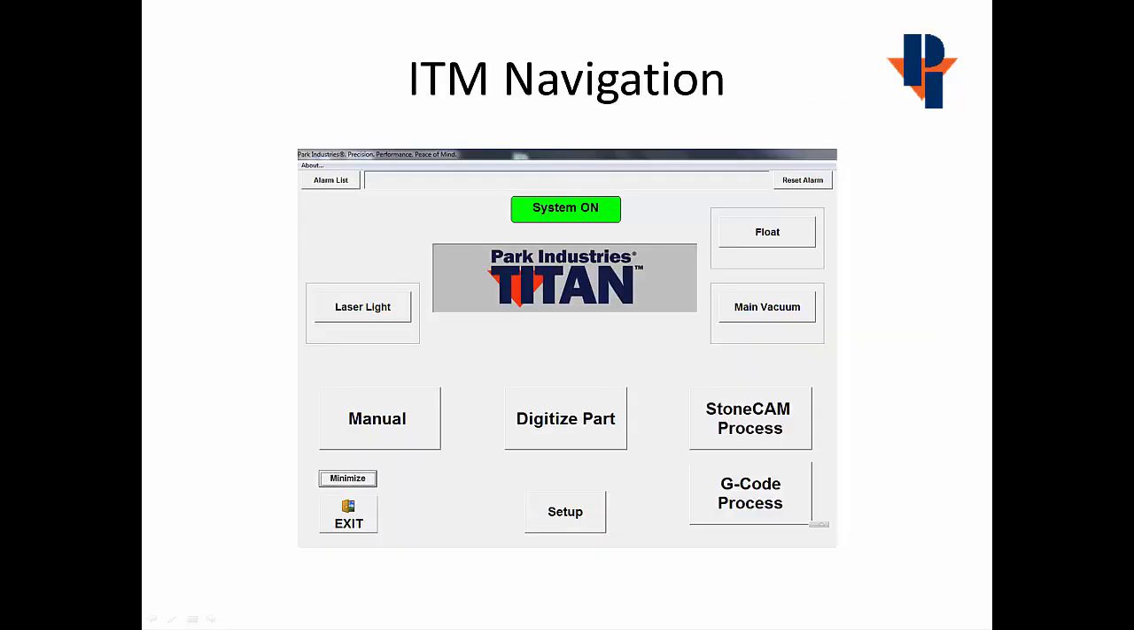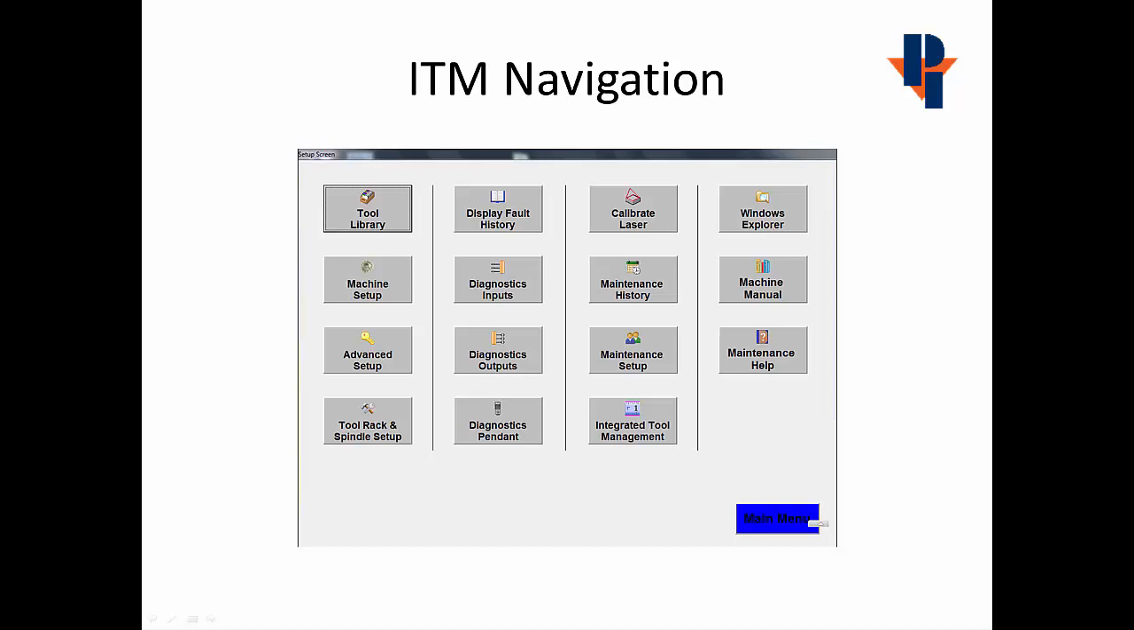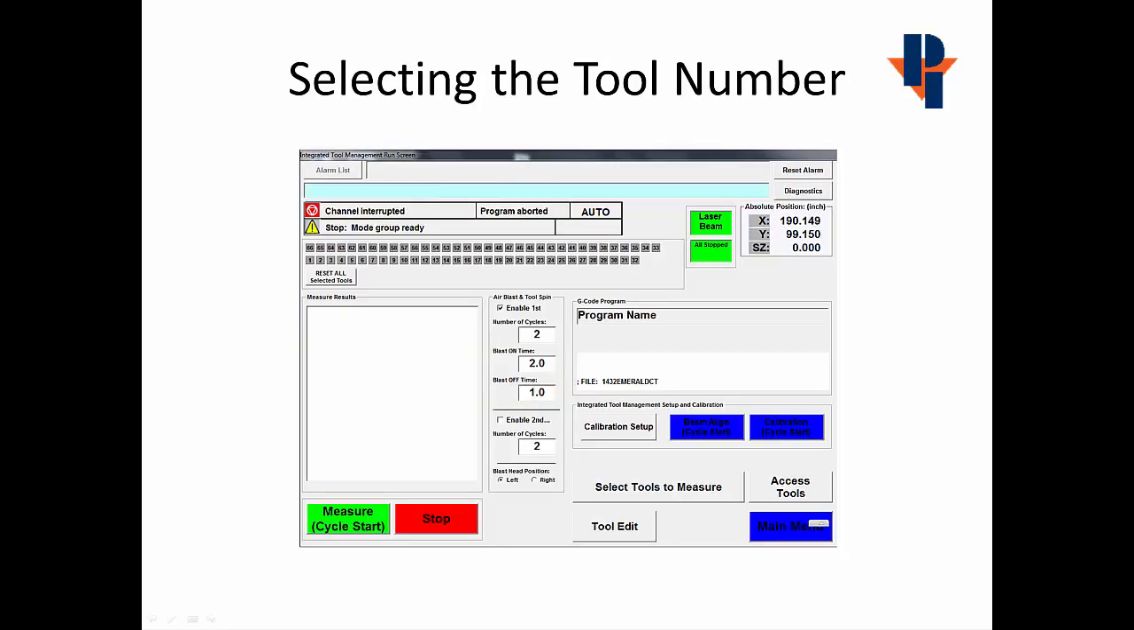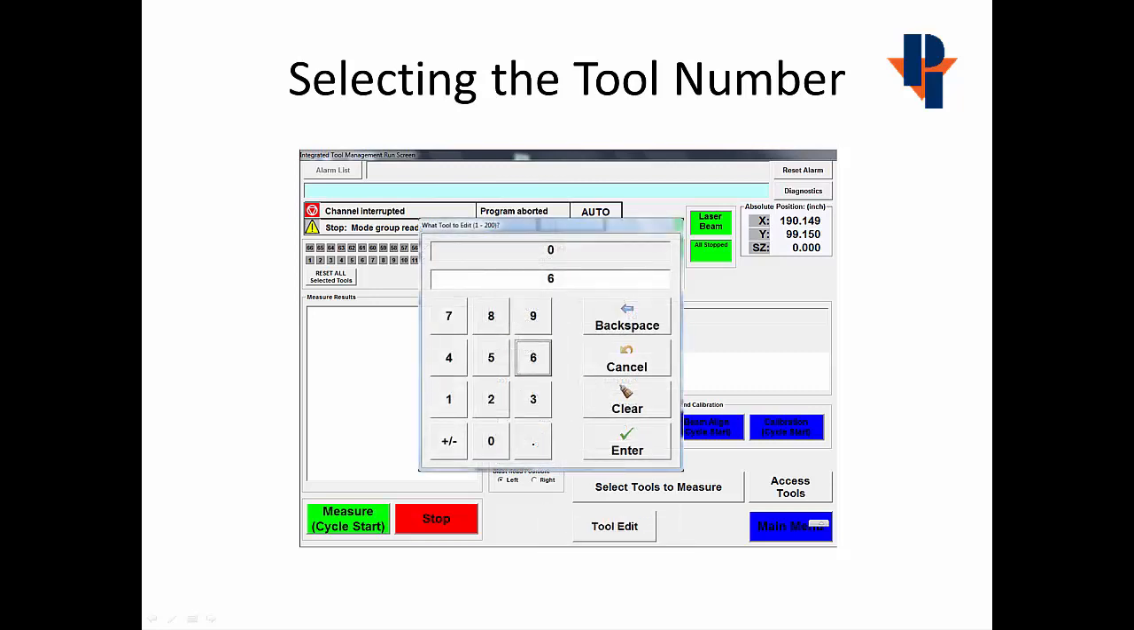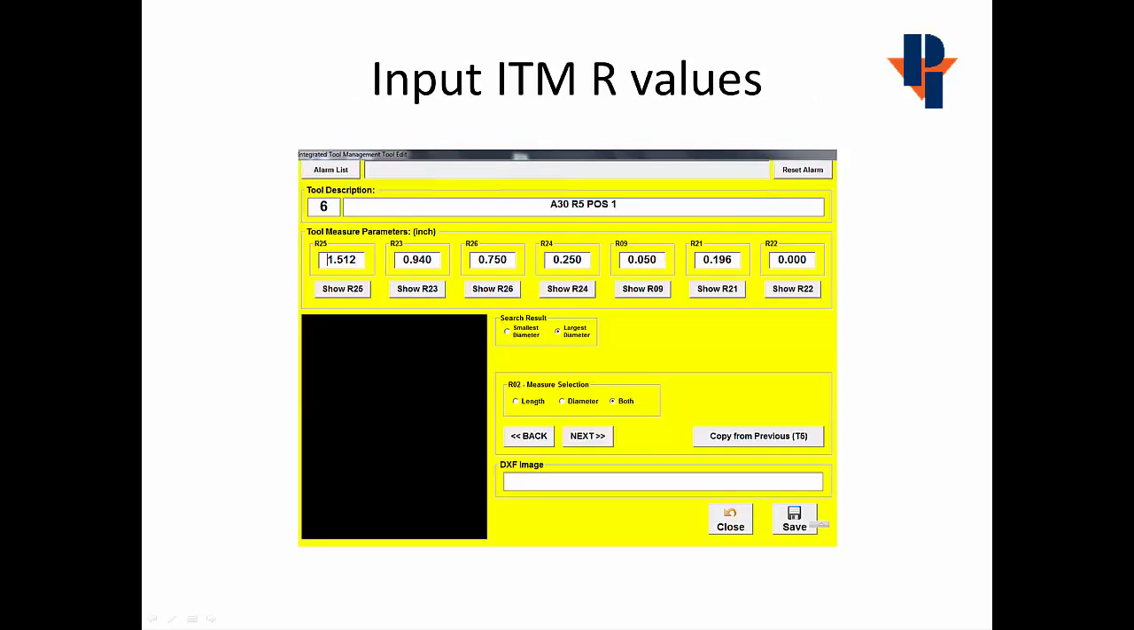First of all, navigating to the ITM, we'll first choose the Setup button, which will open up the Setup screen. From the Setup screen, we will choose the Integrated Tool Management button, which will open up the Integrated Tool Management Run screen. To select the tools that we wish to edit, we'll choose the Tool Edit button and we'll type in the number of the rack position of the first tool of the set and then enter. That will open up the Tool Edit screen in the ITM.